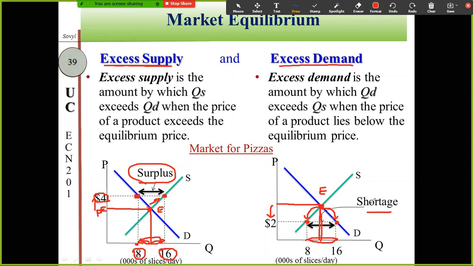Okay, so excess supply happens because a higher price than equilibrium makes supply greater than demand. Excess demand happens because a price lower than equilibrium, or cheaper than equilibrium, makes quantity demanded greater than quantity supplied. As a result, there is not enough, which is a shortage, or more than enough, which is a surplus.